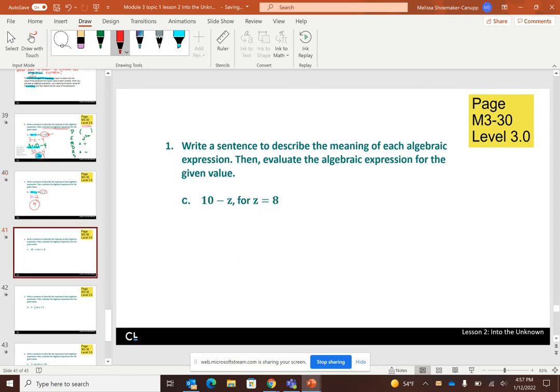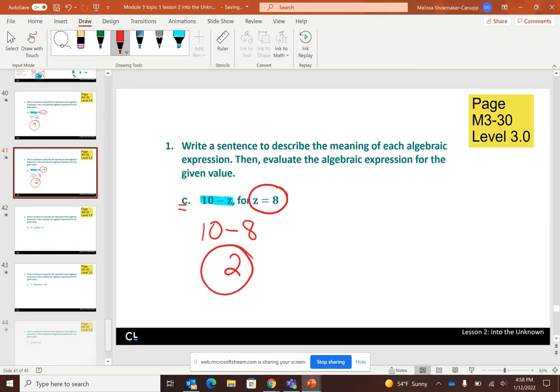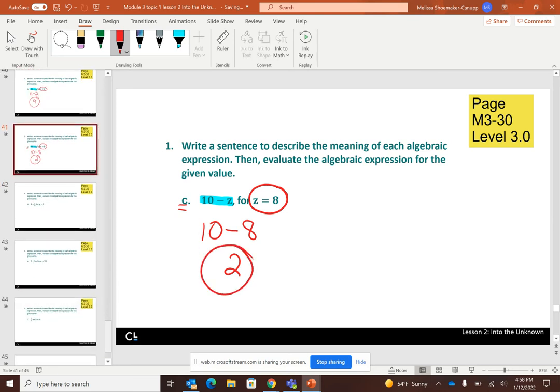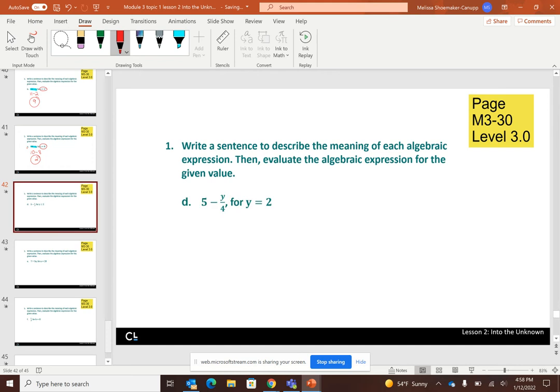I'm going to do one more. C. 10 minus Z. Well, I don't know what Z is. Oh, wait. They told me right here. Z equals 8. Okay, well, that means 10 minus 8. They want me to use an 8 instead of a Z. And I know that 10 take away 8 is 2. Got the answer.